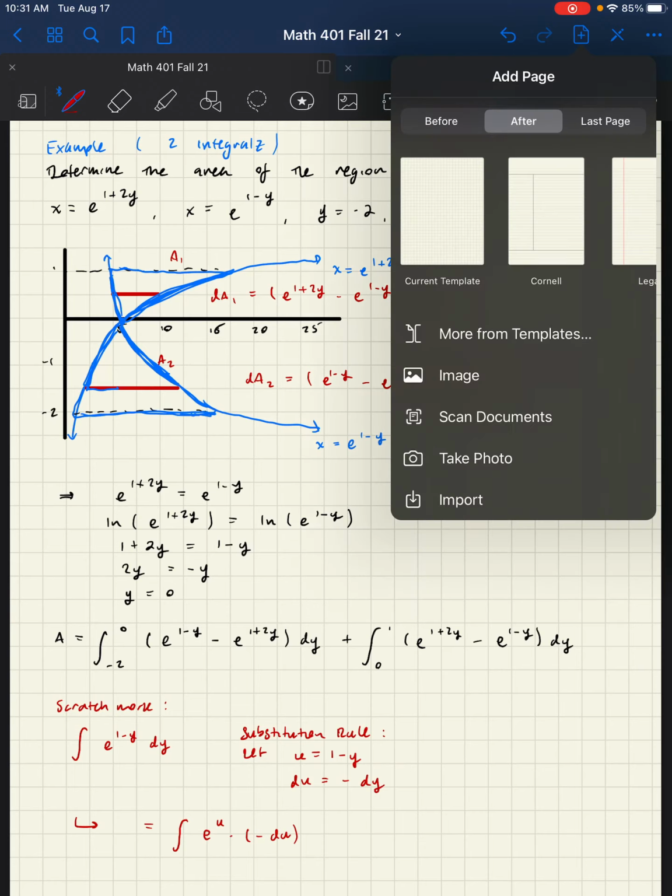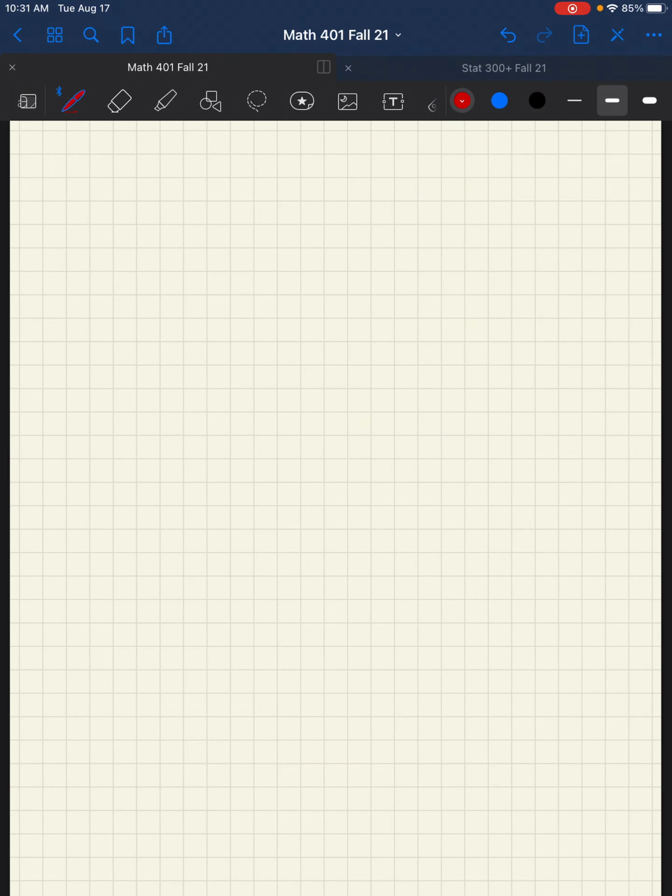And when we do that, I'm going to need another page, that equals negative integral of e to the u du. And this is just the direct application of that exponential rule. So it's going to be negative e to the u plus c, whatever c is. We're not going to worry about that really. But remember that u, we're going to have to replace that back. So that's negative e to the 1 minus y plus c, whatever that happens to be.